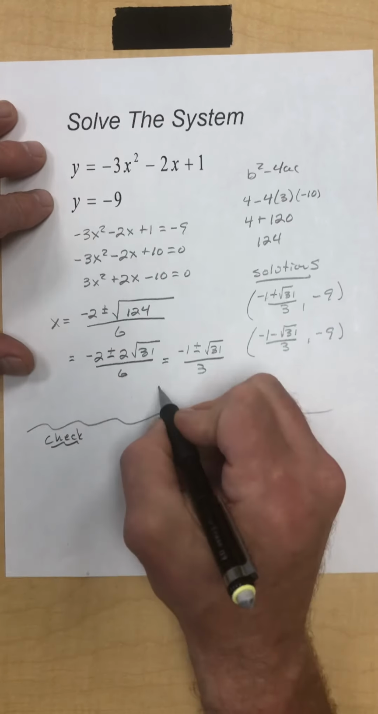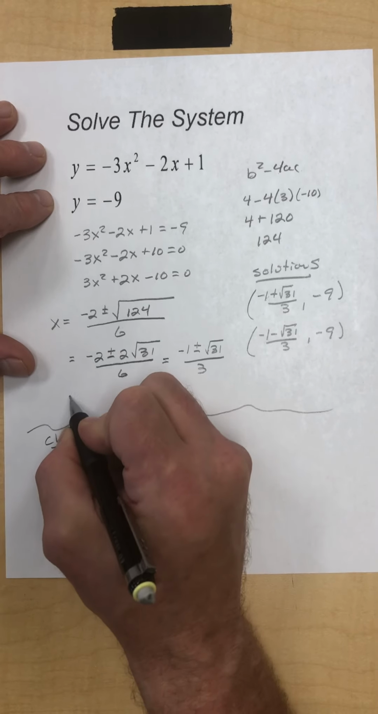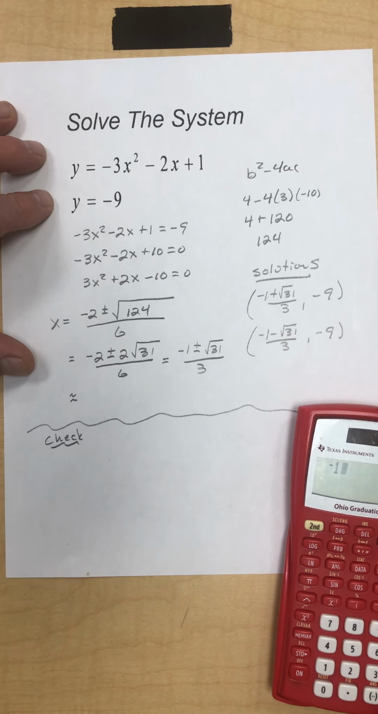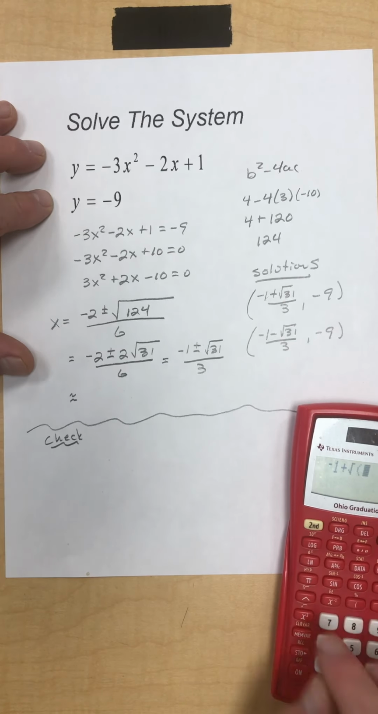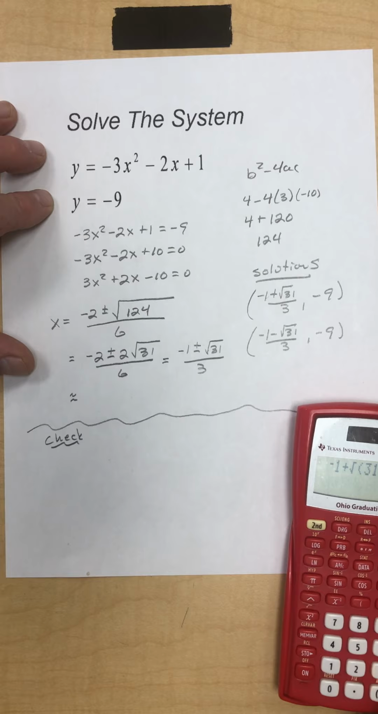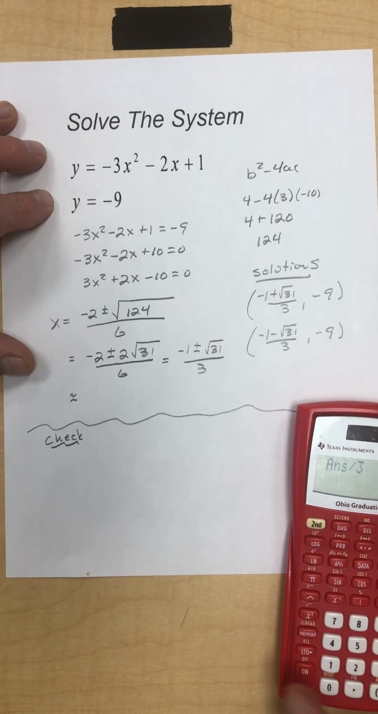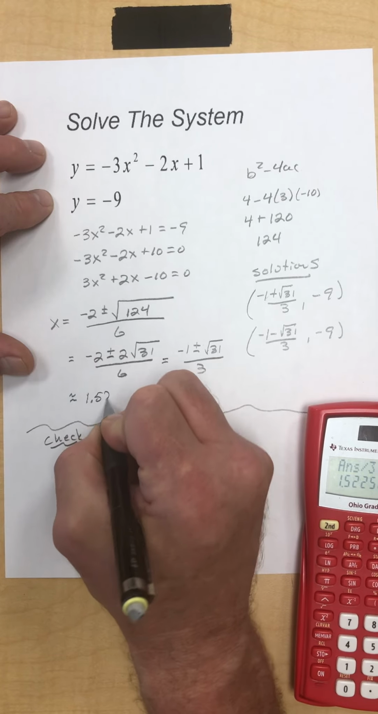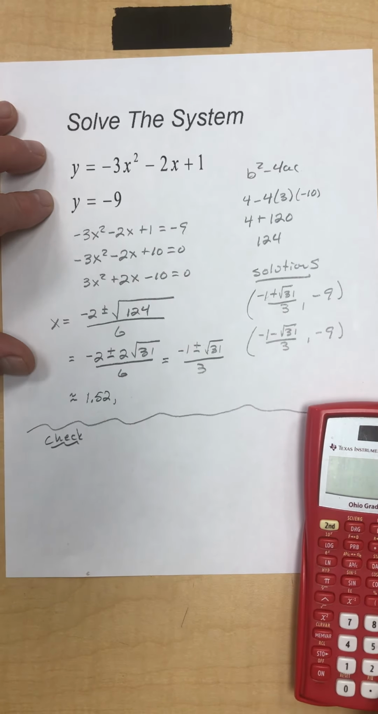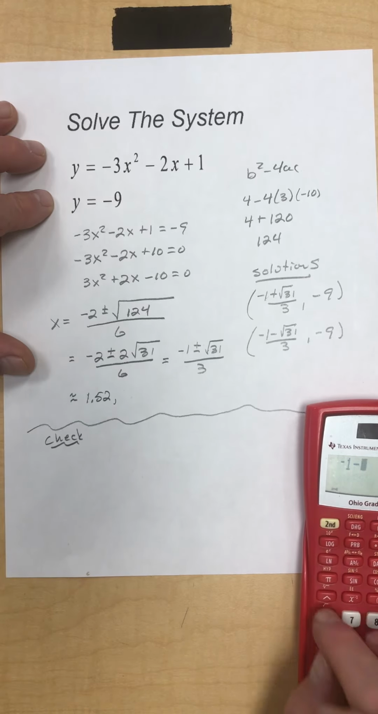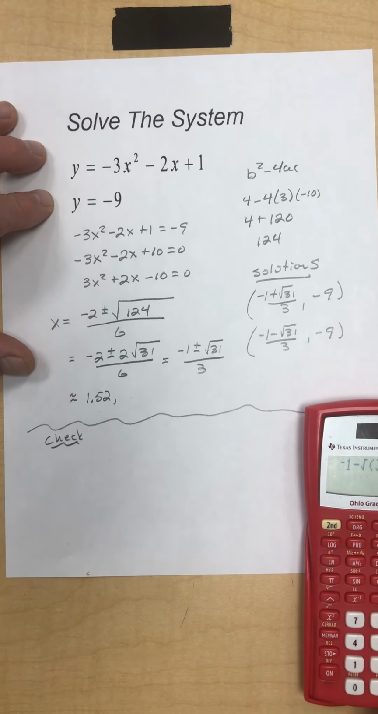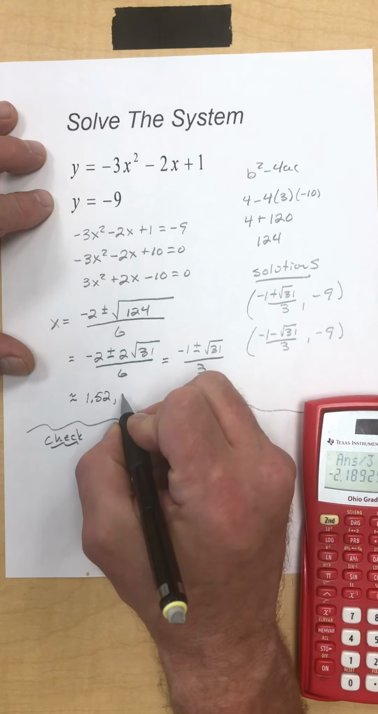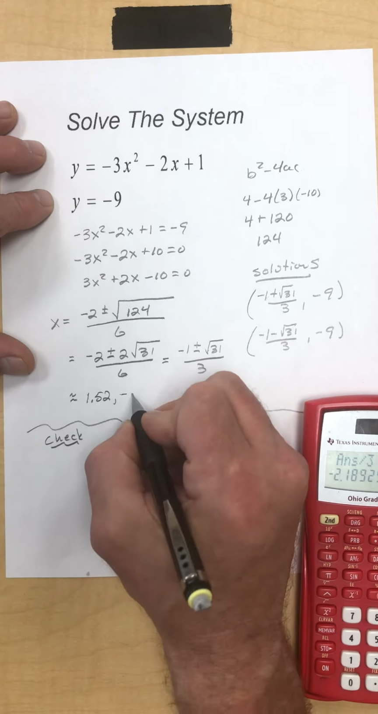Okay, so let's see. If I punch this into my calculator and get an approximation for x, negative 1 plus square root of 31 divided by 3, I'm getting about 1.52. And then if I go minus, so negative 1 minus square root of 31 divided by 3, I'm getting roughly about a negative 2.19.